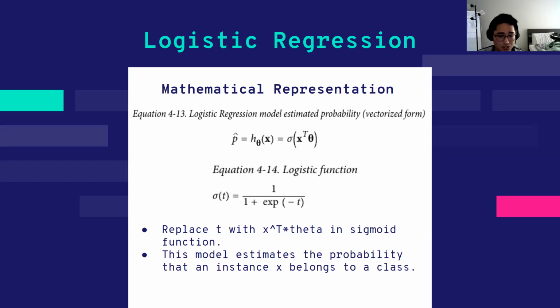Logistic functions are really widely used in image classification problems. They're also used in deep learning. When you design your own neural network or convolutional neural network, it's heavily used when you have data that requires some sort of classification. Just to recap, this model estimates the probability that an instance X, or your data, belongs to a specific class.